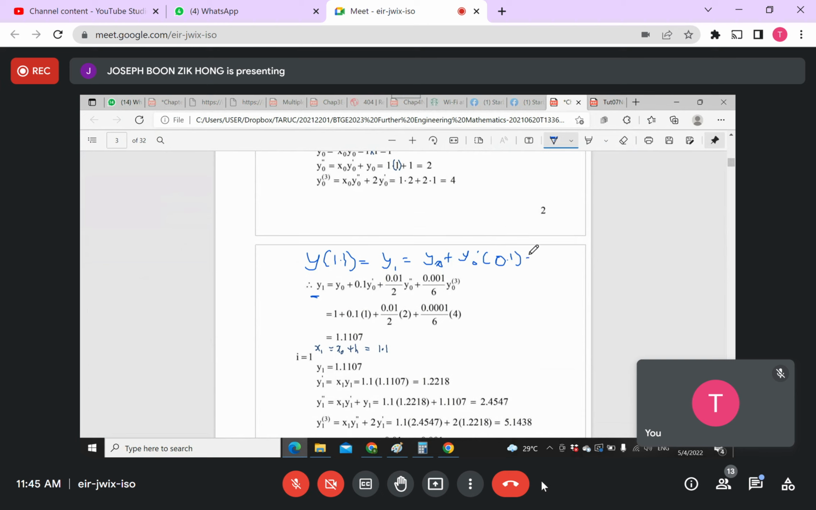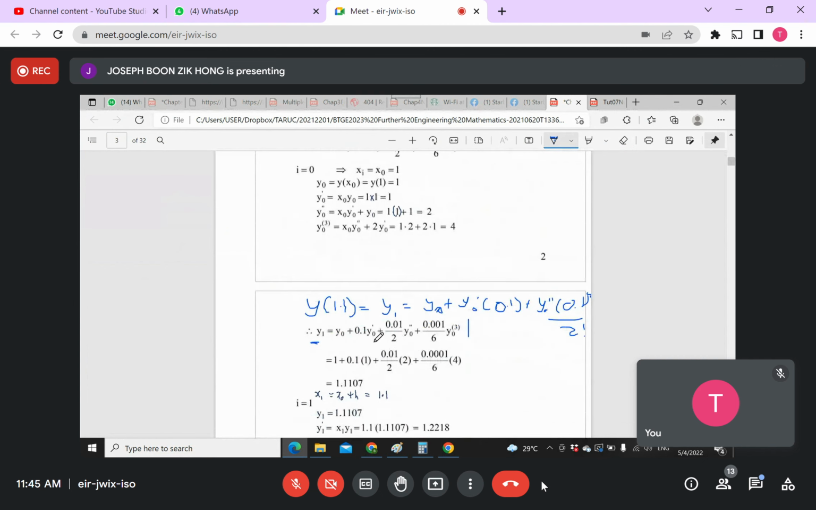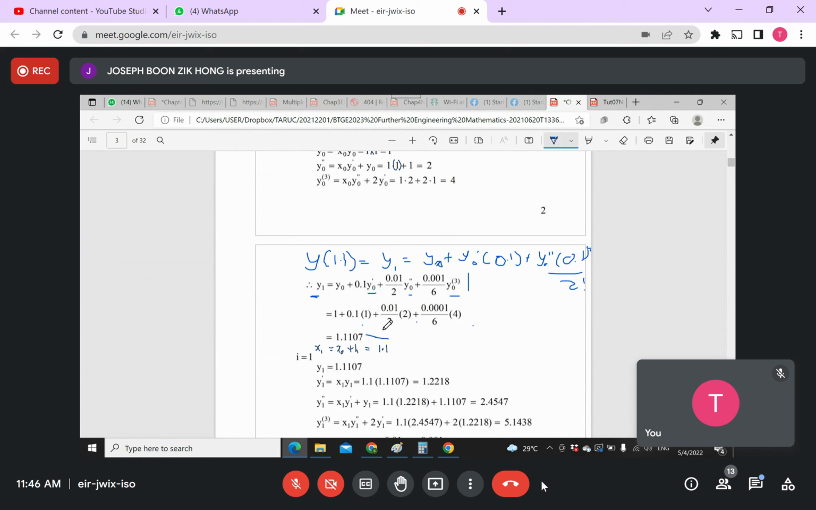And plus again y0 prime prime and then 0.1 square. And then don't forget to divide by 2 because 2 factorial is 2. And continue until you get the third order. So you sub in. Just now we said what? This one is 1, 2, 4. So you sub in. This one is 1, this one is 2, this one is 4. So I sub in 1, 2, 4. At this point is 1. So I can get this point.